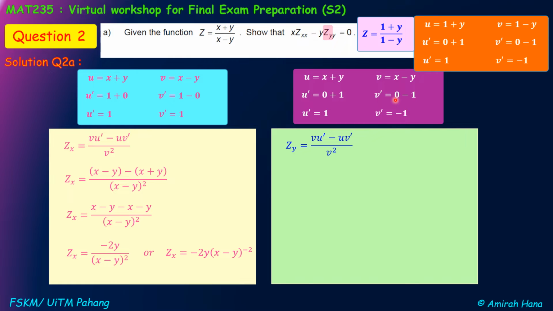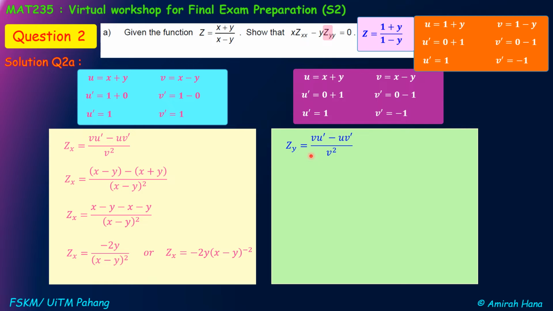So when we differentiate v, we have v prime equals, we differentiate x equals 0. Why 0? Why not equals 1? Because when we find zy, it means we treat x as a constant. And when we differentiate any constant, the answer equals 0. When we differentiate y with respect to y, the answer equals 1. And then after we simplify, v prime equals 0 minus 1 equals negative 1.